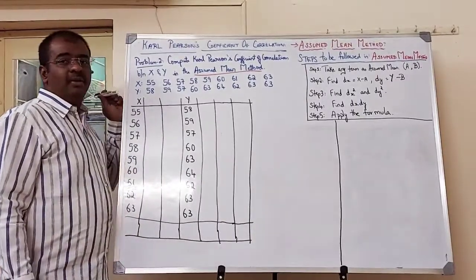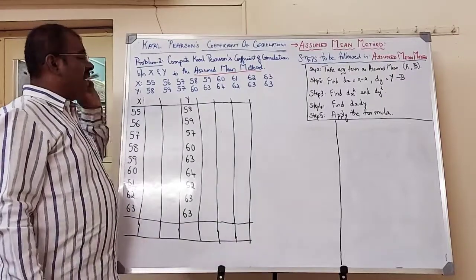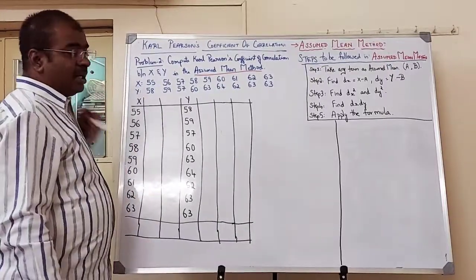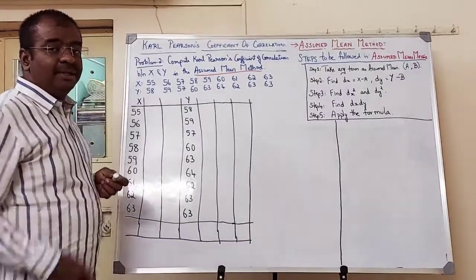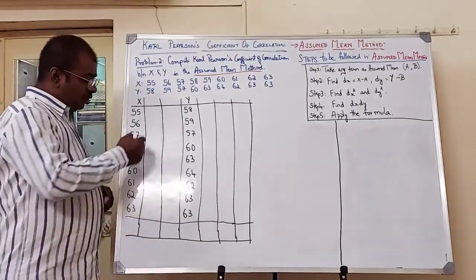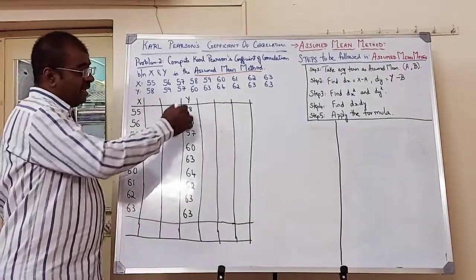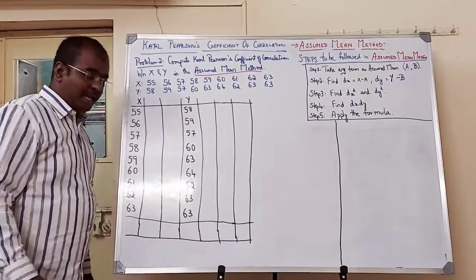Now without wasting much time, straight away they have given us 2 variables, one x and the other one is y. So we need not define what a variable represents. Directly they have given us the variables. So I have noted down the variable x and variable y.